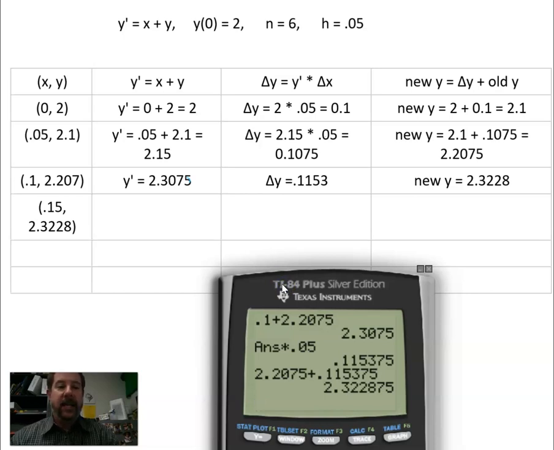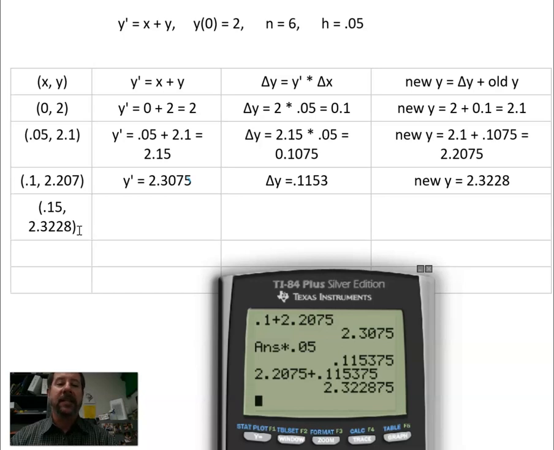I can't remember, I got interrupted, so I can't remember if I talked about this, but I took the old y plus that delta y, so there's my new y. Again, I might round it in my problem. I can write my new point now to continue on with. But again, continue to use the whole numbers in your calculator.